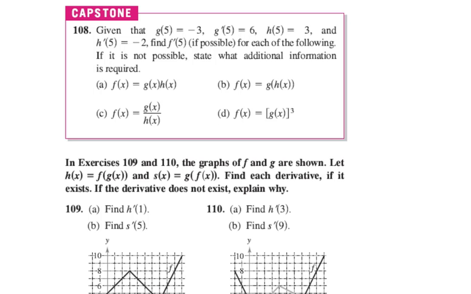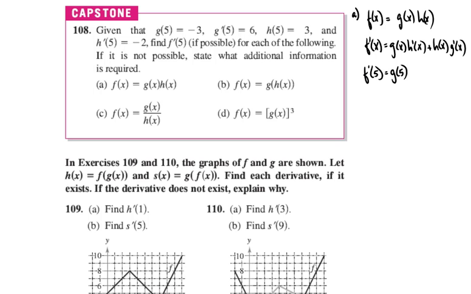In problem A, we have f of x is g of x times h of x. And what we're trying to find is f prime of 5. If we want to find f prime of 5, we first have to find f prime of x. And we'll find that using the product rule. So it's first times the derivative of the second, g of x times h prime of x, plus the second times the derivative of the first, which is h of x times g prime of x. To find f prime of 5, we simply want g of 5 times h prime of 5, plus h of 5 times g prime of 5.